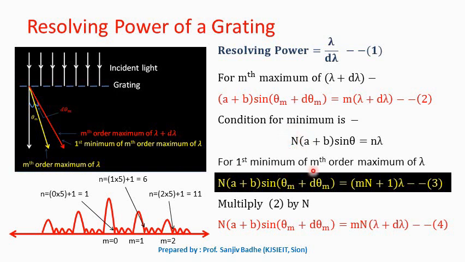So, for first minimum of mth order maximum of lambda, we can just replace this theta by theta m plus d theta m, because this first minimum of mth order maximum of lambda is obtained at this angle theta m plus d theta m, and this n we are replacing by mn plus 1. Just remember this n we are replacing by mn plus 1.